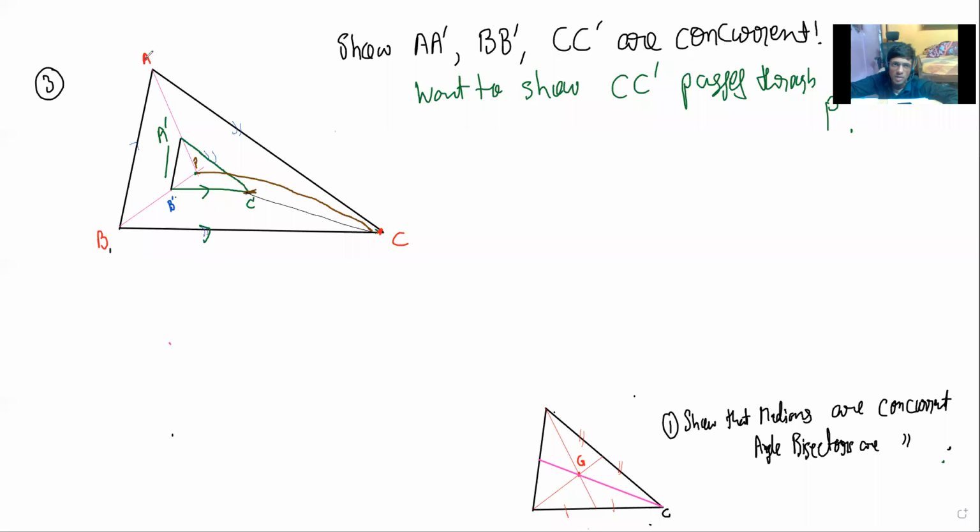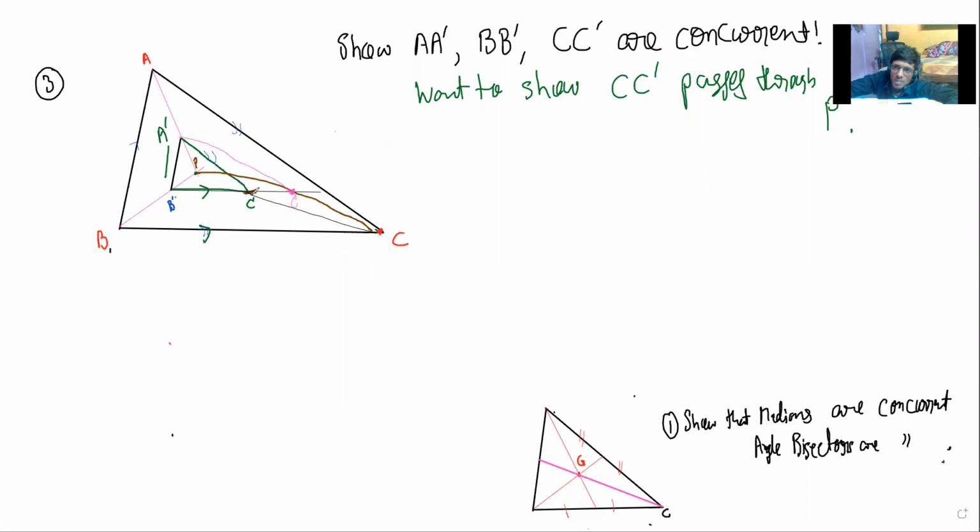By mirroring the situation. Mirroring the situation means that I'll extend this B prime, C prime, and it hits at this pink point. You can call it C double prime or whatever. Okay, let's say C double prime. But then what will I do? I will join from A to this. I'm trying to mirror the situation.